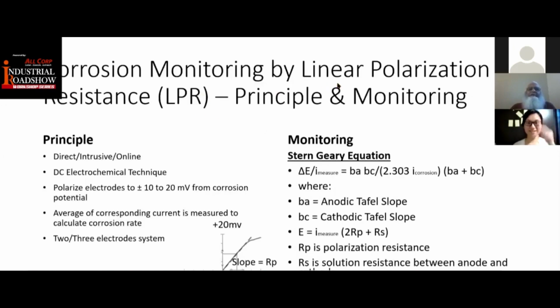The corrosion monitoring by linear polarization resistance, right? Principle of monitoring, all this principle is there. In this, we polarize the actual probes from their corrosion potential to plus or minus 10 millivolts. And then we relate that corrosion current density, or I corr, to determine the actual corrosion rate in mils per year using Faraday's law.